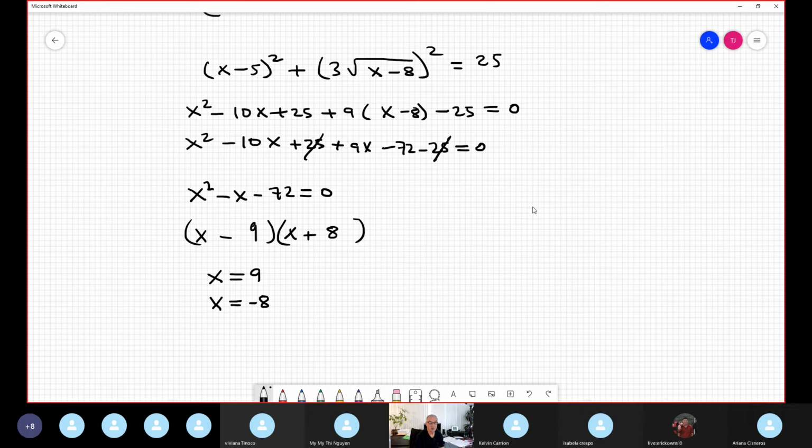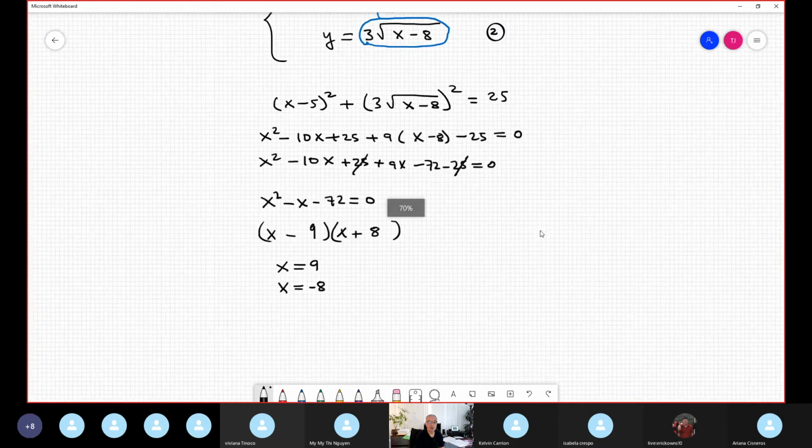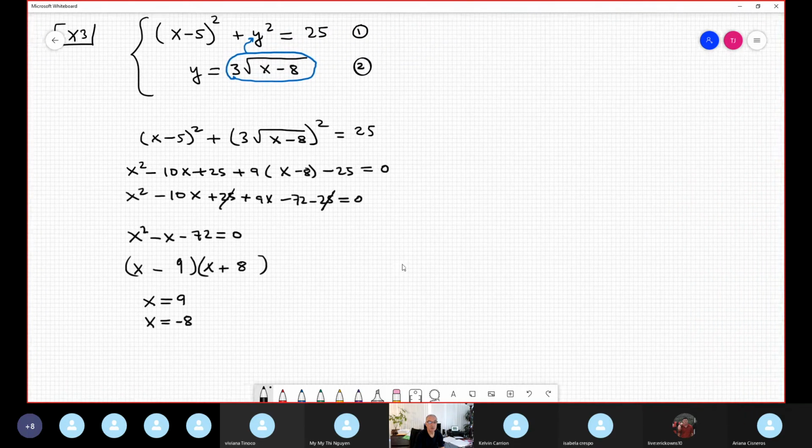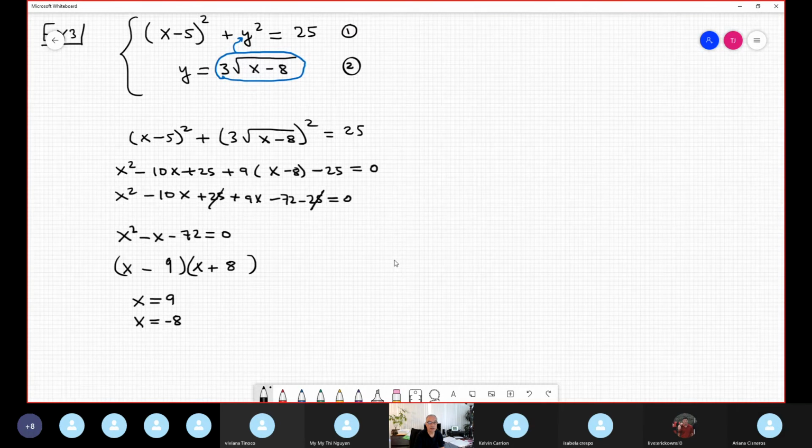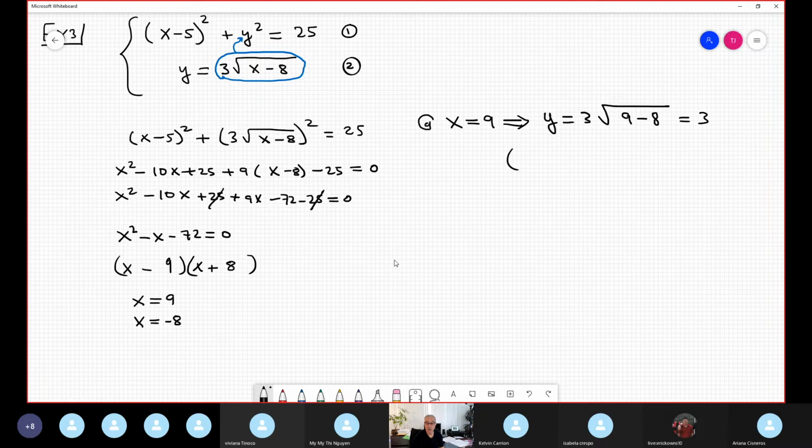One solution is 9, and one solution is negative 8. Okay, but I need to find the y value. To find the y value, substitution obviously in equation 2. Let's take x equal 9, y is equal 3 times square root of 9 minus 8. 9 minus 8 is 1, the square root of 1 is 1, therefore y is 3. And the famous point is the point 9, 3.